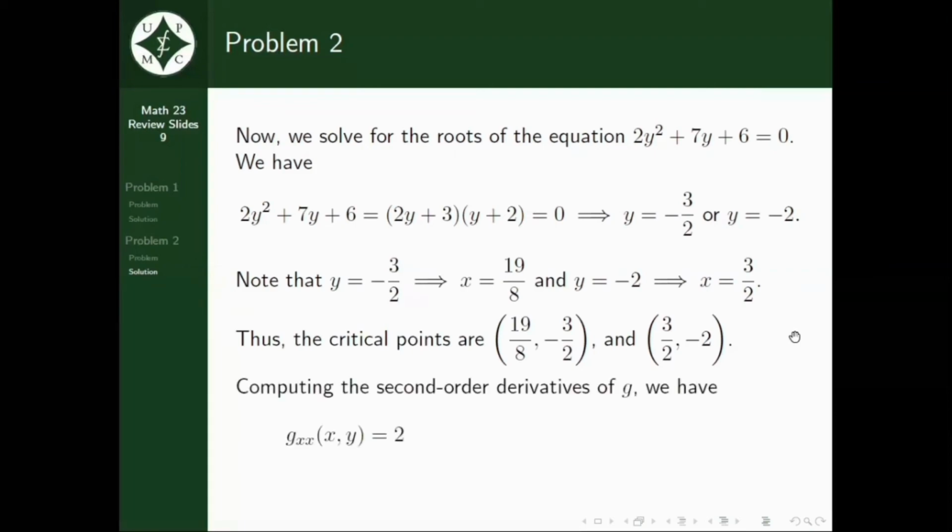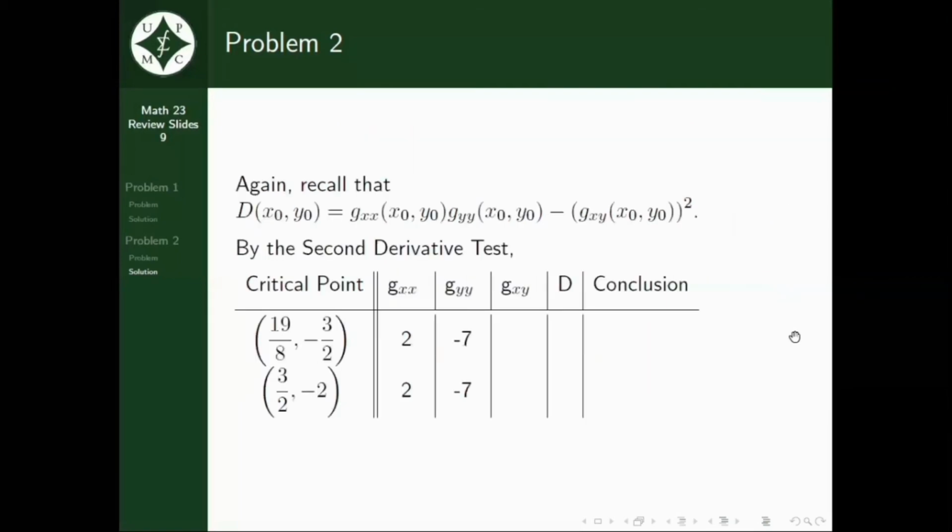Now, let's compute the second order derivatives of g. So, g sub xx is equal to 2, g sub yy is equal to negative 7, and g sub xy is equal to 2y. Again, let's make a table with d being stated in the slides. So, our g sub xy is equal to 2y. Completing the table, g sub xy is equal to negative 3 for the first point, and for the second point, it is equal to negative 4.